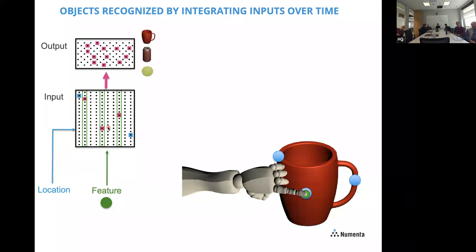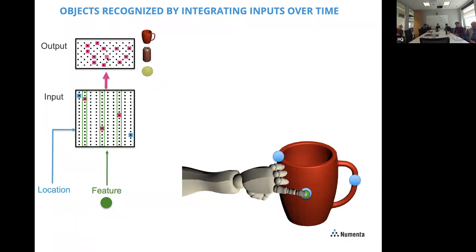This in turn will be fed to the next level. And now all of the cells that are consistent with the sensory input at that location will become active. And let's say there are three separate objects that are consistent with that. So you'll get a union of three different objects at the output layer: the coffee cup, the soda can, and the tennis ball. Okay, let's say they all have this curve sensation, and with one touch, you don't know which.